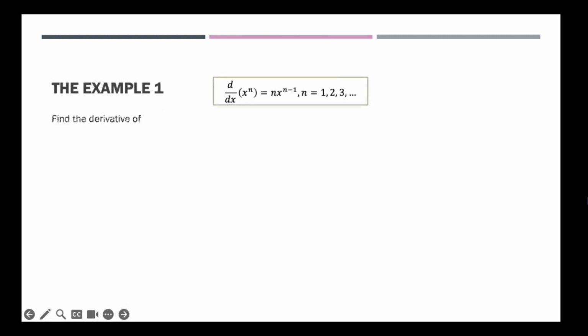For the example, find the derivative of the function x to the power 12. Here n is equal to 12, so we use 12 times x to the power 12 minus 1, and the result is 12x to the power 11. So let's move on to another rule.